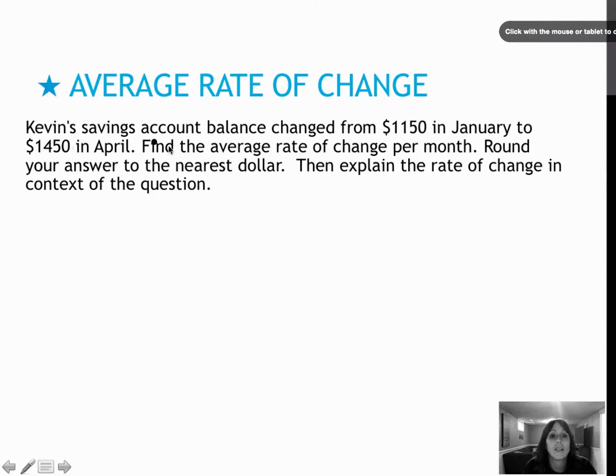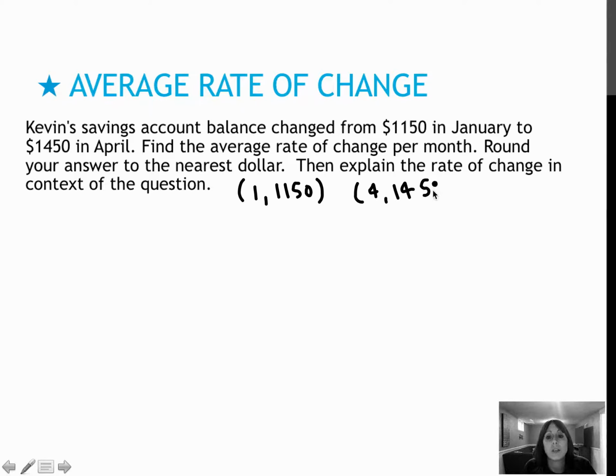So Kevin's savings account balance changed from $1,150 in January, so I'm going to call that in month 1, Kevin had $1,150, to $1,450 in April. So month 4, he had $1,450. We're going to use this to find the average rate of change.